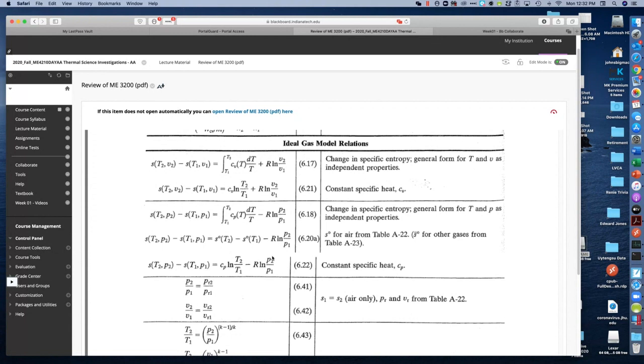Likewise, if pressure decreases, then this log term is negative. A negative negative is a positive. That gives rise to an increase in entropy. So we could say the same thing. Temperature could go down and pressure could go down, and you could still have these two competing effects causing no change in entropy.